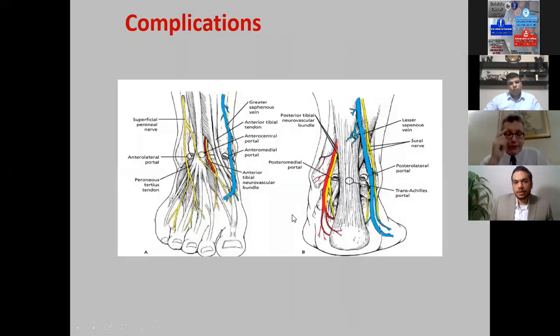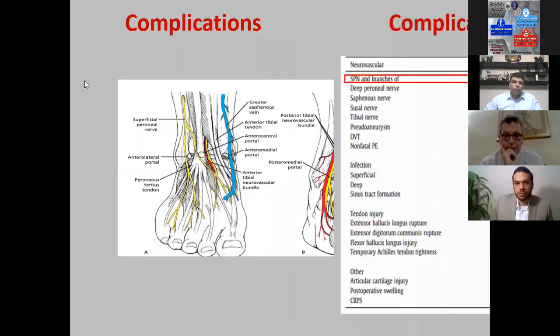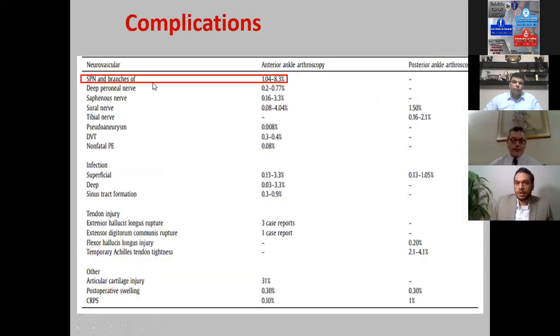Complications of ankle arthroscopy overall are reported to be 7 to 9% in the literature. Most common is the neurologic complications, representing about 50 to 80% of the overall complications of ankle arthroscopy. Most common is the injury to branches of the superficial peroneal nerve, up to 8.3%.